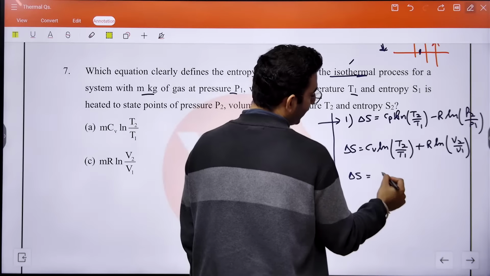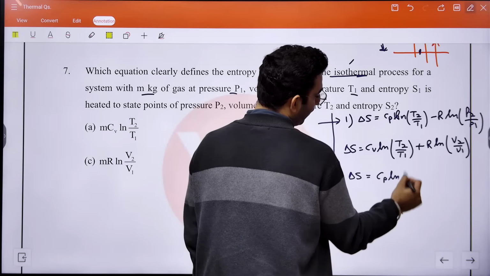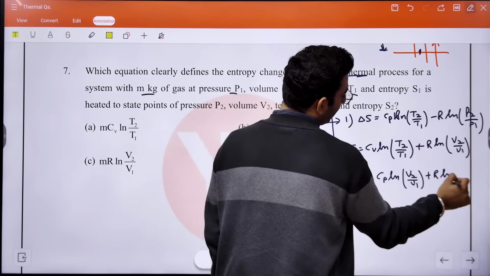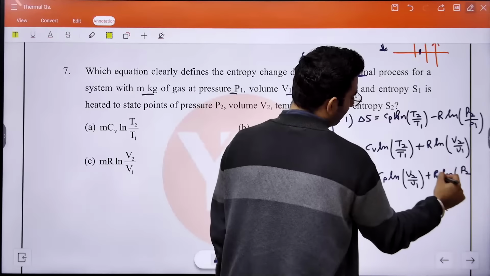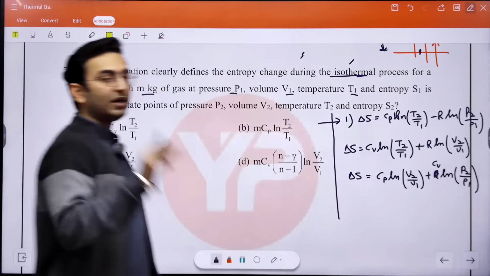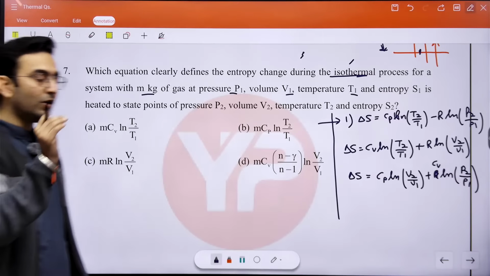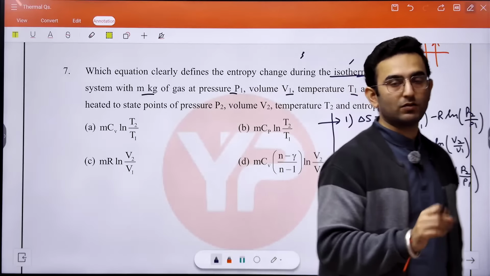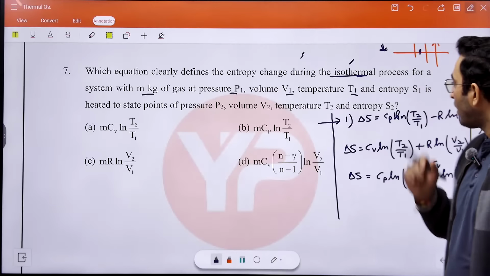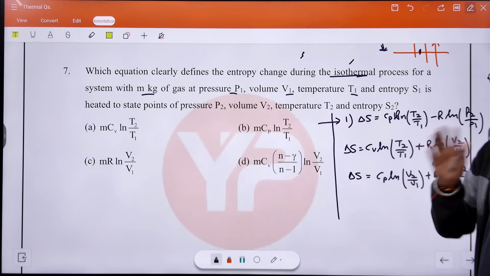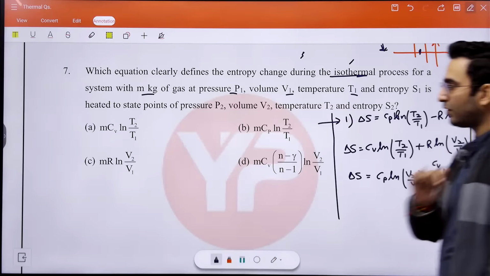Or you can use Cv ln of P2 by P1 plus Cp ln of V2 by V1. So these are the three relations which you have to remember in order to calculate the value of the entropy change for an ideal gas, or for any gases here. In that case, you can use any one formula because all of those formulas are going to give you the same answer. That you have to remember.